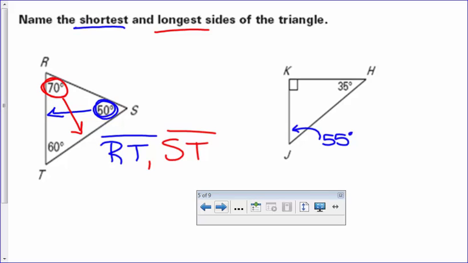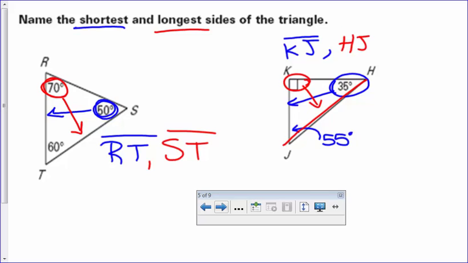My smallest angle is 35, so that's angle H. Across from that is side KJ. My longest side, you should have figured out, is across from my 90-degree angle, also known as our hypotenuse, right? Which is HJ.